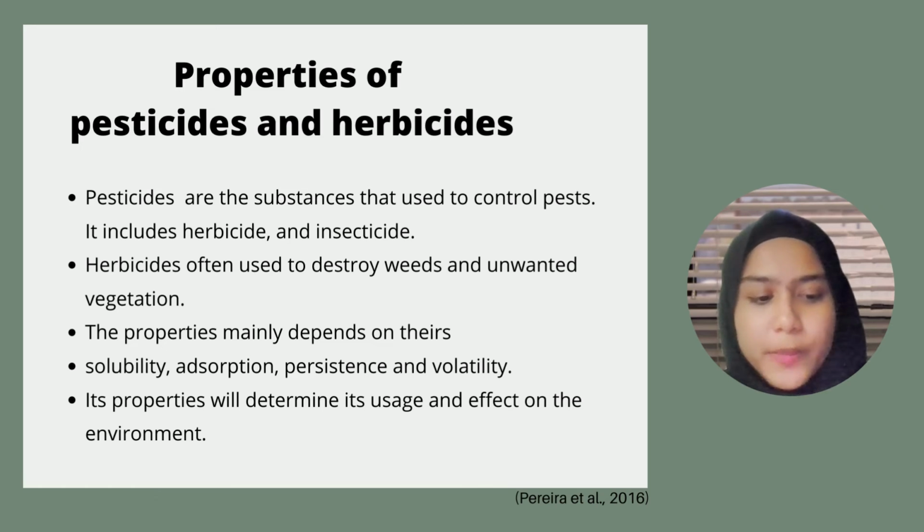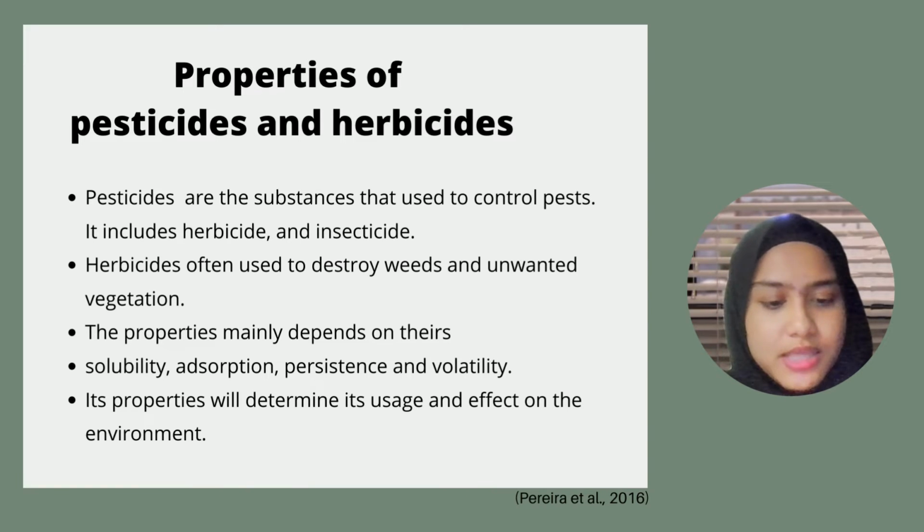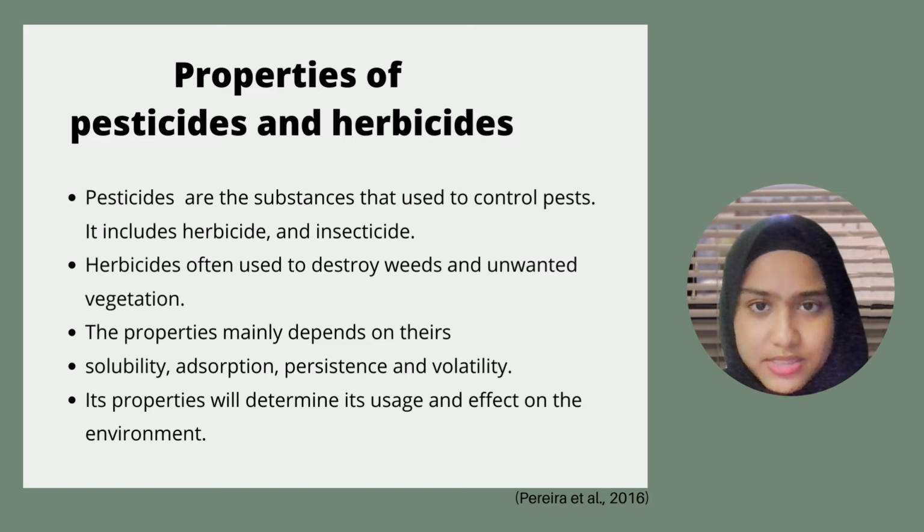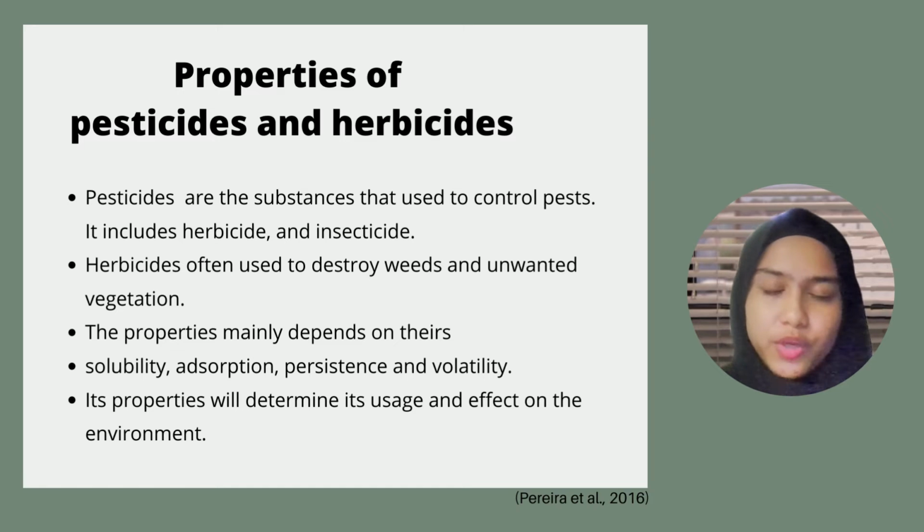I will talk about properties of pesticide and herbicide. So what is pesticides? Pesticides are actually the substance that are used to control the pest. It includes herbicide, insecticides, and also fungicides. So what is herbicides? Herbicide is actually a substance that is often used to destroy the weeds and also unwanted vegetations.